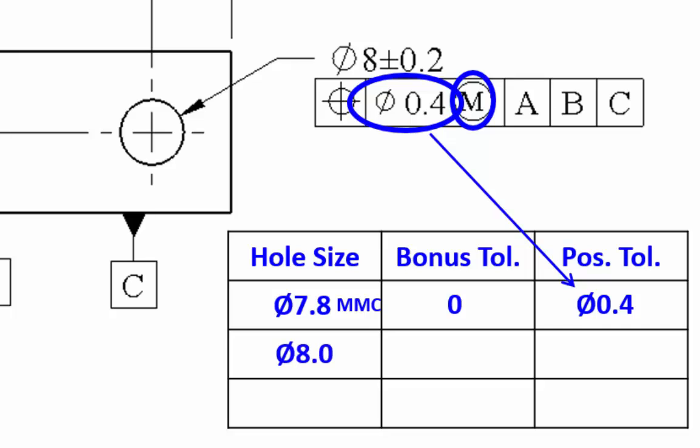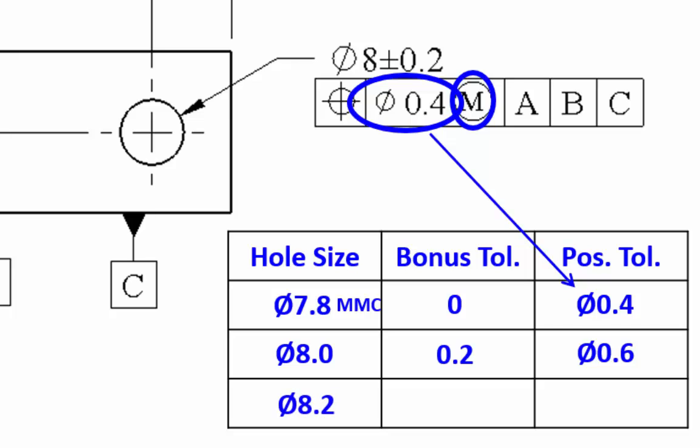Now suppose that the actual hole size is 8 millimeters, which is 0.2 millimeters larger than the MMC hole size. In this case, we would be able to take advantage of 0.2 millimeters of bonus tolerance, since the hole is now larger and can accommodate being further away from the perfect location. This means that our allowable position tolerance is now 0.6 millimeters rather than the 0.4 called out on the drawing.